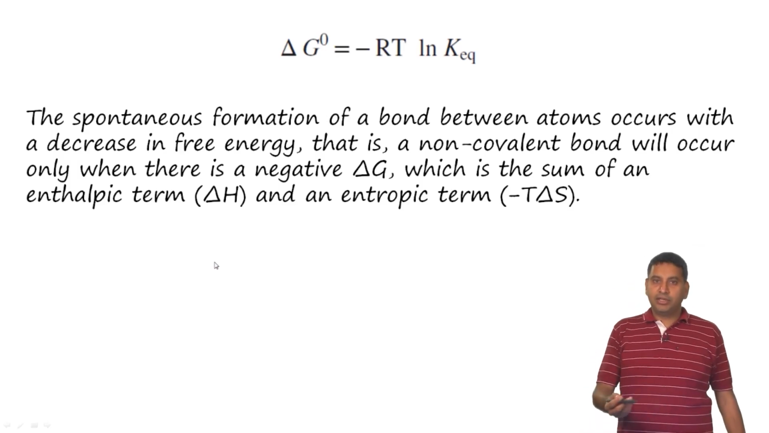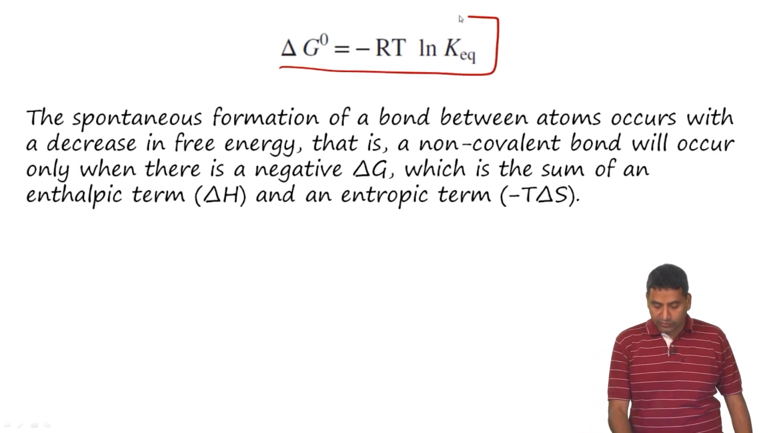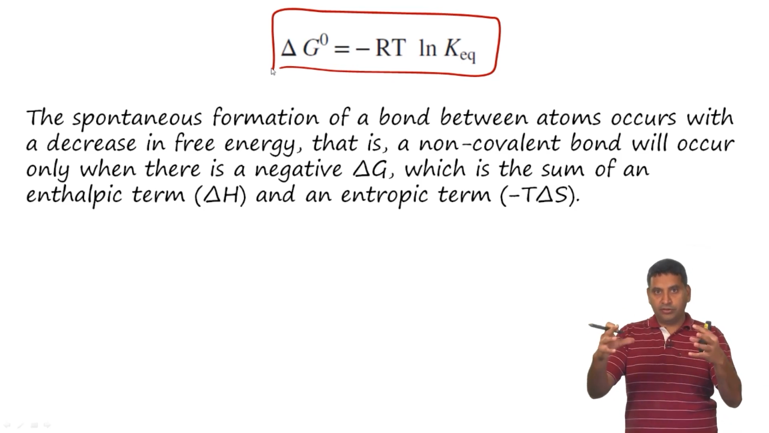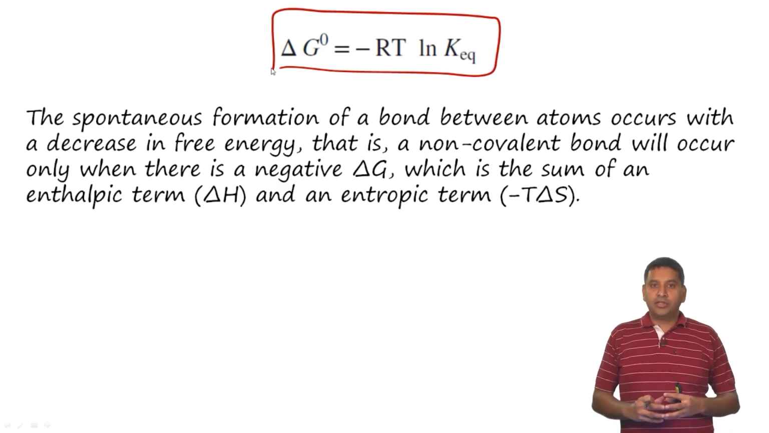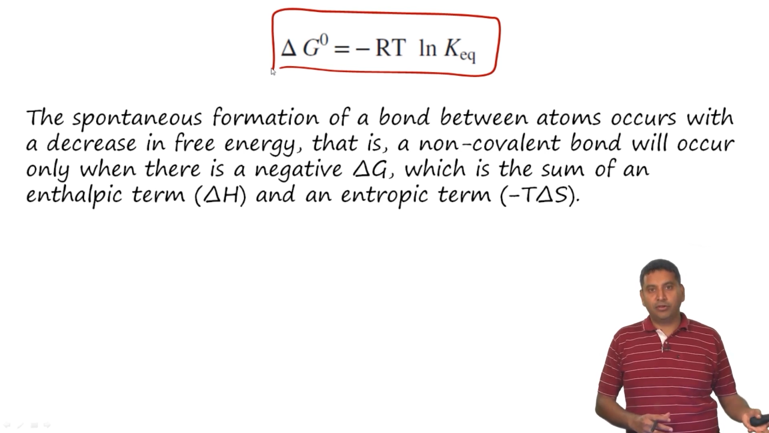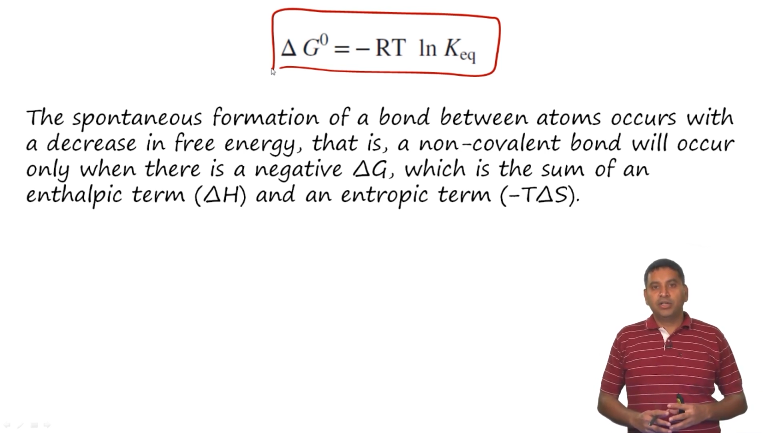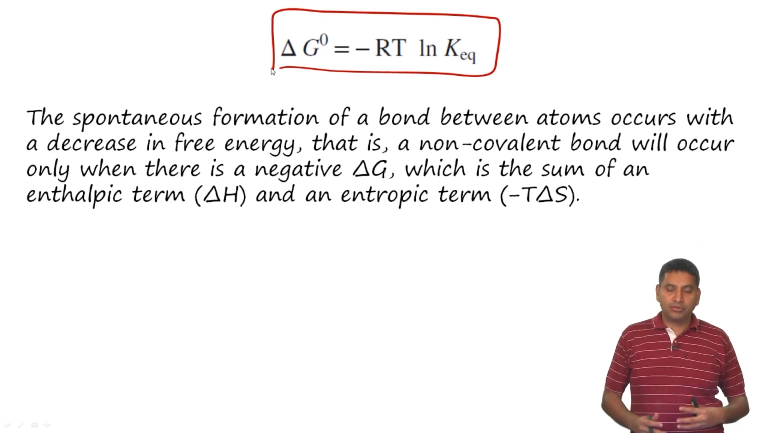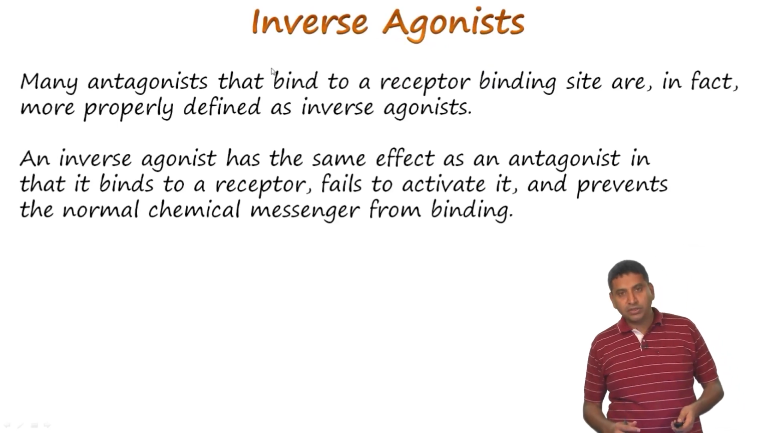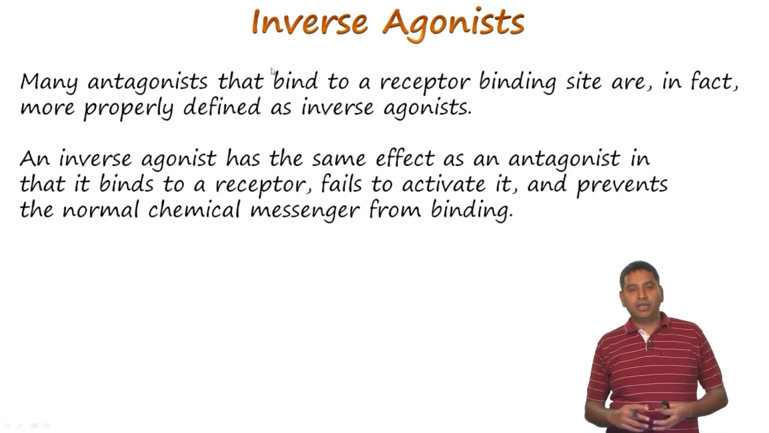As we have studied previously, the free energy is related to the equilibrium constant in the following way: delta G naught equals minus RT ln K EQ. The spontaneous formation of a bond, here a non-covalent bond, results in a decrease in the free energy and will occur only when there is a negative free energy of interaction. And this negative delta G is related to the enthalpic term as well as the entropic term, which we are already familiar with: delta G equals delta H minus T delta S. With this background, now let us look at inverse agonists.